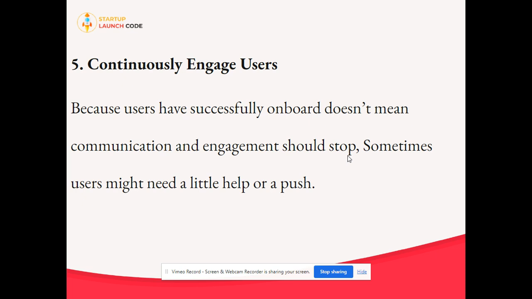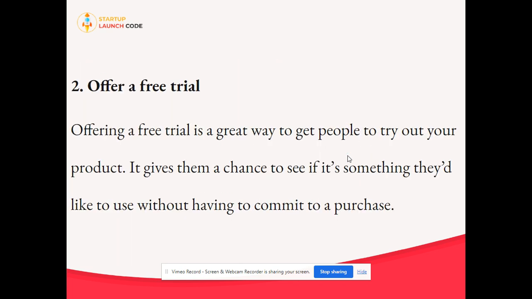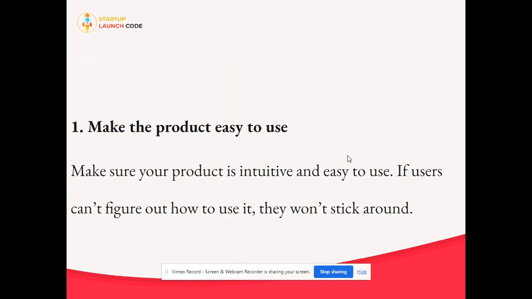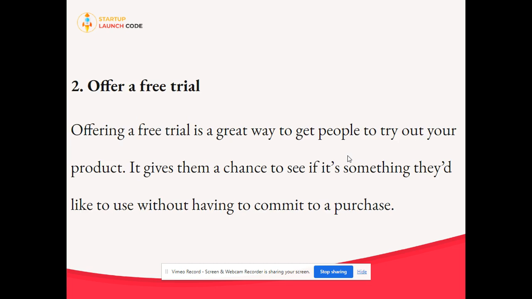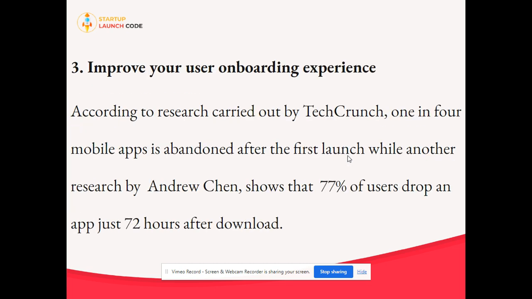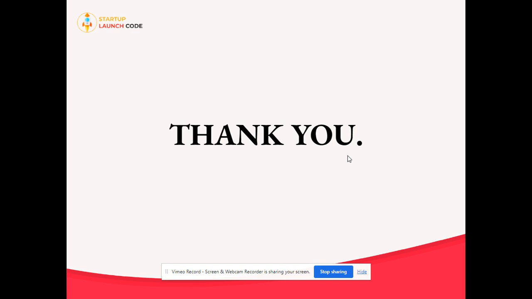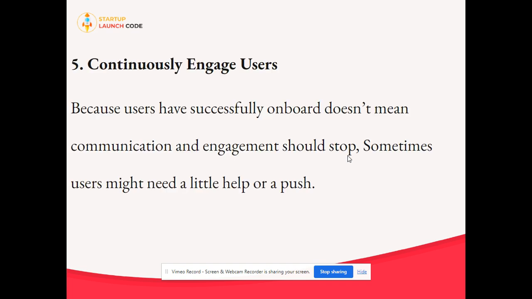So if you follow these five ways, it is guaranteed that you are going to see a significant increase in your product adoption rate. So yeah, that is a wrap for today.